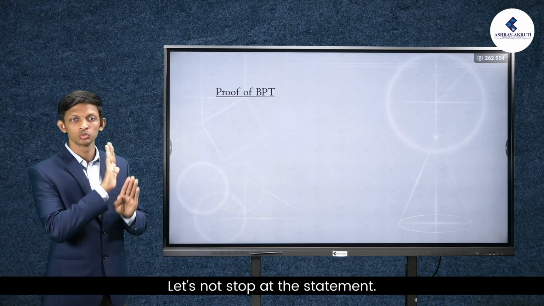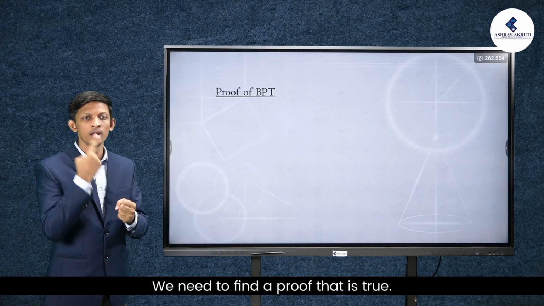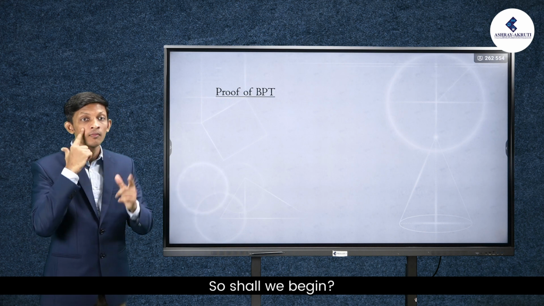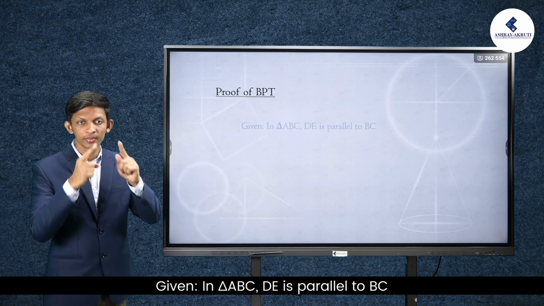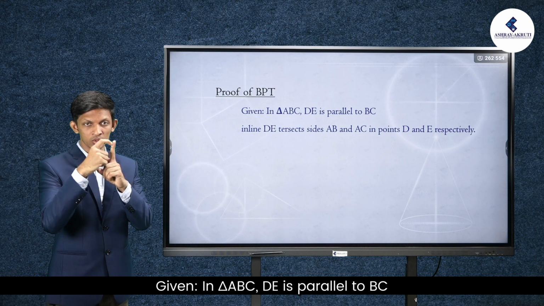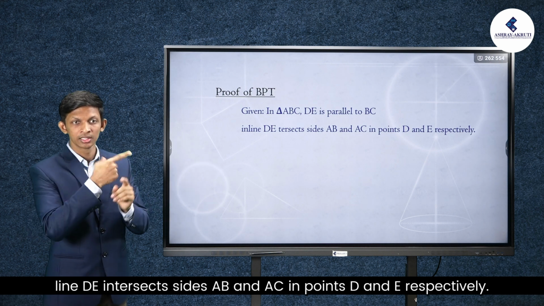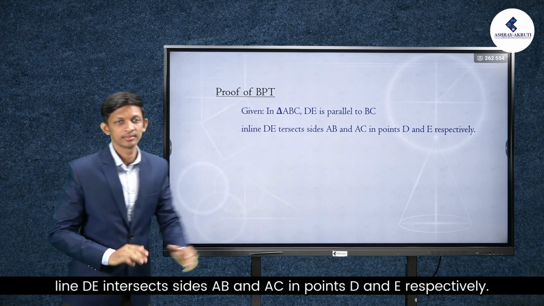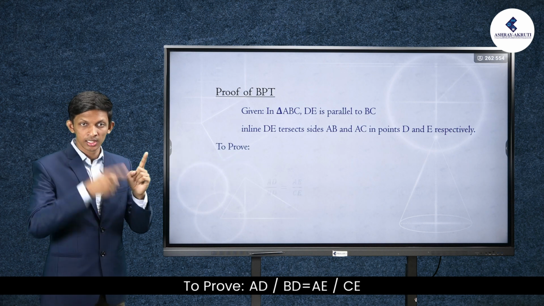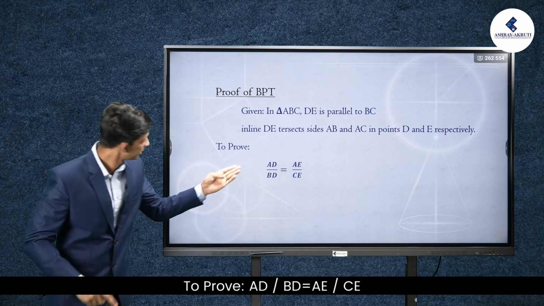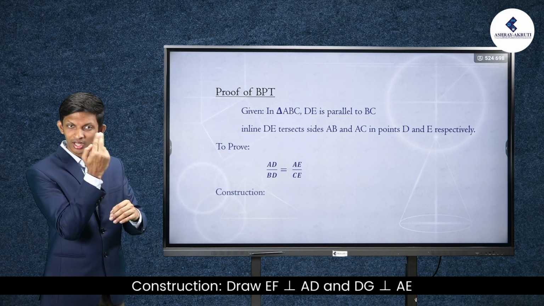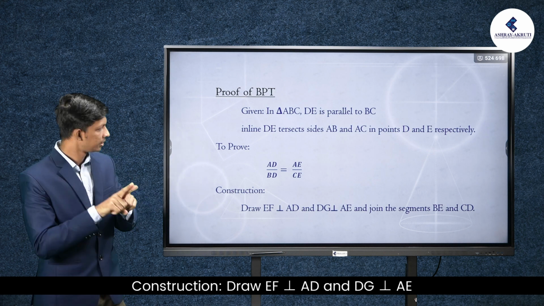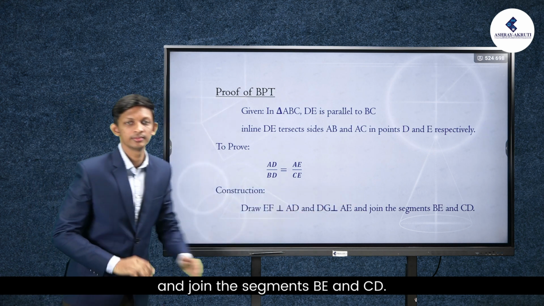Let's not stop at the statement. We need to find a proof that it is true. So, shall we begin? Proof of BPT. Given in triangle ABC, DE is parallel to BC. Line DE intersects sides AB and AC in points D and E respectively. To prove AD by BD is equal to AE by CE. Construction. Draw EF perpendicular to AD and DG perpendicular to AE and join the segments BE and CD.